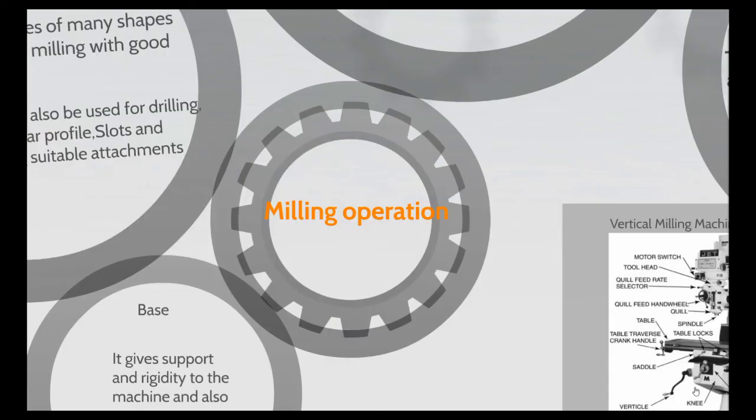Milling operations that can be performed on milling machines are plain milling, face milling, end milling, T-slot milling, side milling, straddle milling, gear milling, and gang milling operations.